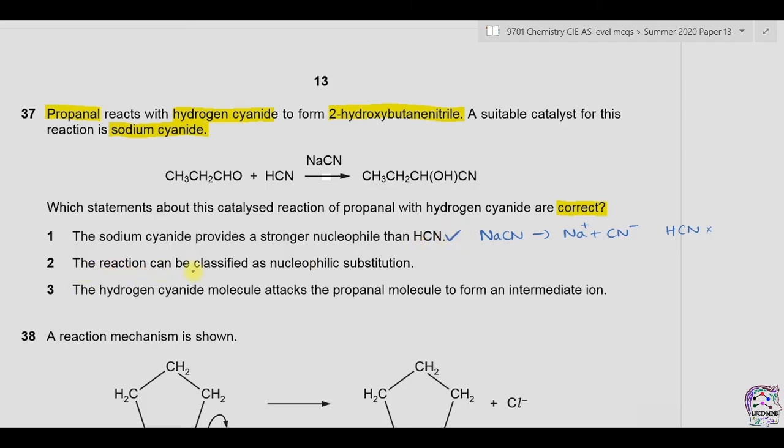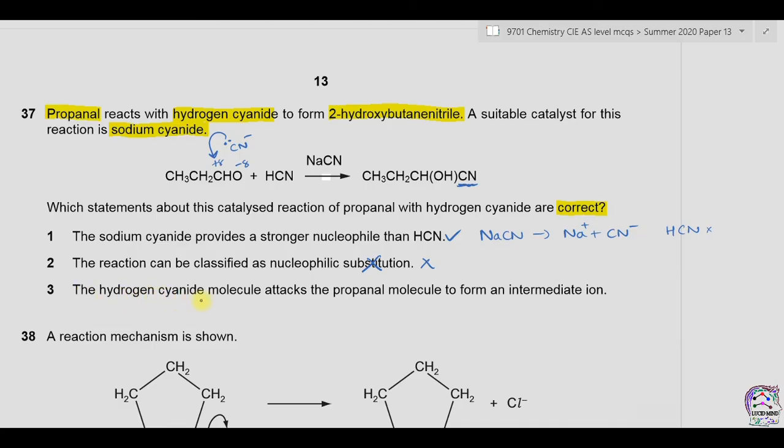Option 2. The reaction can be classified as nucleophilic substitution. Now we can see in this reaction that the cyanide ion carbon has a lone pair of electrons, and this carbon is partial positive and oxygen is partial negative. So this carbon will attack the partial positive carbon of propanal. So cyanide is behaving as a nucleophile, so therefore this is nucleophilic addition. As we can see in the product that cyanide ion is being added. So this is not substitution, this is addition, so therefore this is incorrect.